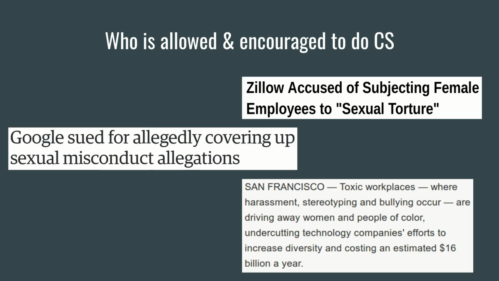And this leads to a present day in which there are near constant recurring problems of sexism and racism and other forms of discrimination and exclusion in actual computing companies, computer science departments of universities, research laboratories, etc. And here are just a few examples: Zillow and sexual harassment to extreme levels of female employees, Google attempting to cover up sexual misconduct allegations, and overall reports on toxic tech workplaces where harassment, stereotyping, and bullying happen and drive away women and people of color. So even if they are hired at a place, they are often pushed out in these ways. And it's worth noting this costs large amounts of money and is very counterproductive on that side as well.